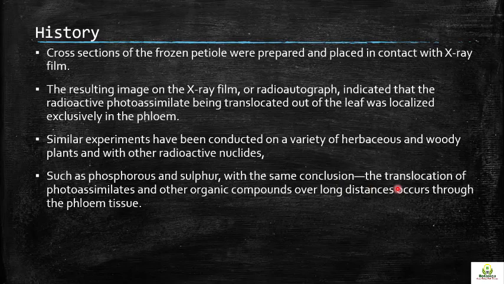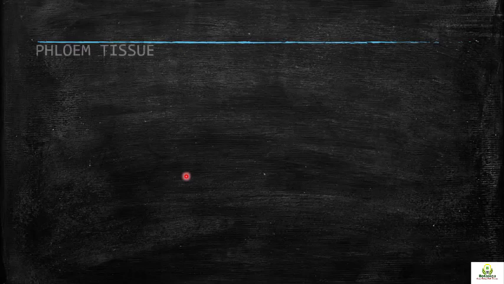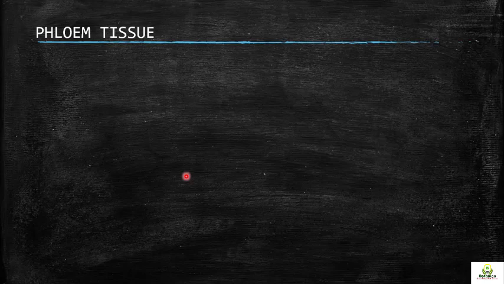The translocation of photoassimilates and other organic compounds over long distance occurs through the phloem tissue. This is not only the case with carbon, but also with other compounds containing phosphorus and sulfur, which are transported through the phloem. These were also used to trace the path of food molecules synthesized in leaves and other parts of the plant, and then translocated. So this was a little about the history of translocation and phloem transport.